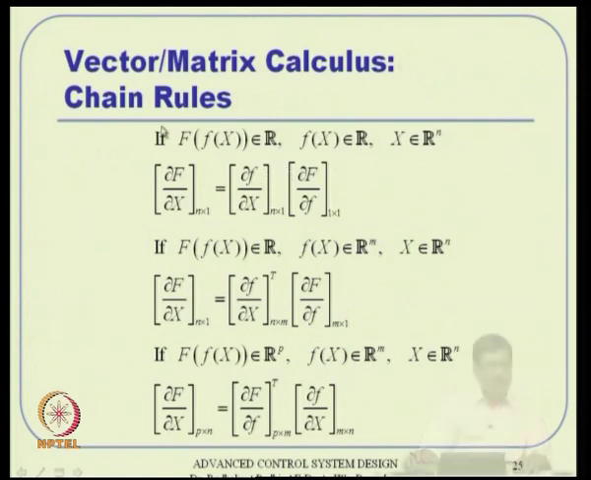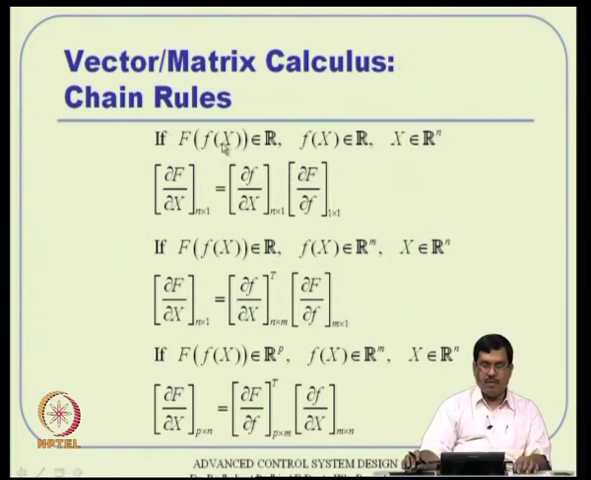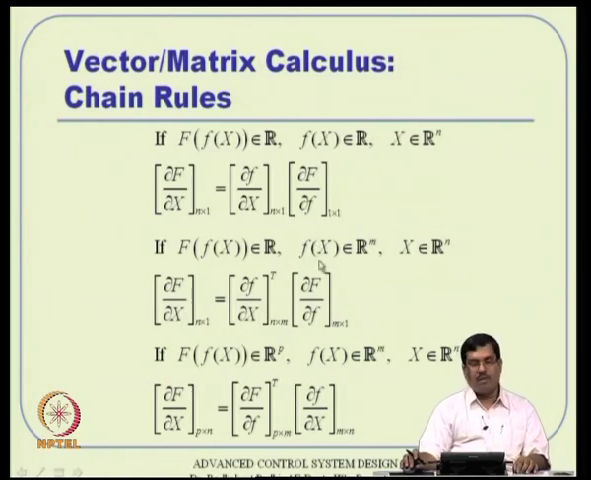Now, there is a further question: function of functions, what will happen? If I have a function of a function, then either the small function is a scalar and the big function is a scalar as well, or the small function is a vector and the big function is a scalar, or the small function is a vector and the big function is also a vector. So, the first function is a scalar or vector, and the second function can be a scalar or vector.